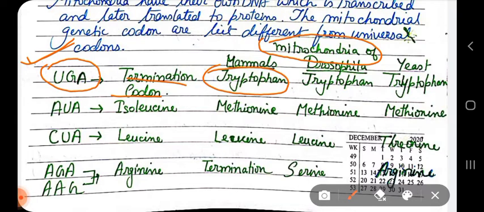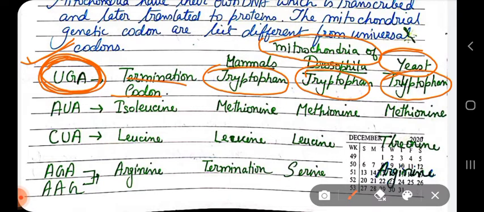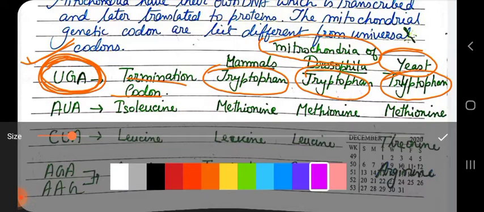In the mitochondria of Drosophila, which is also called the fruit fly, UGA codes for tryptophan, the same. And in the mitochondria found in yeast, UGA codes for tryptophan again. Let us see the next codon.